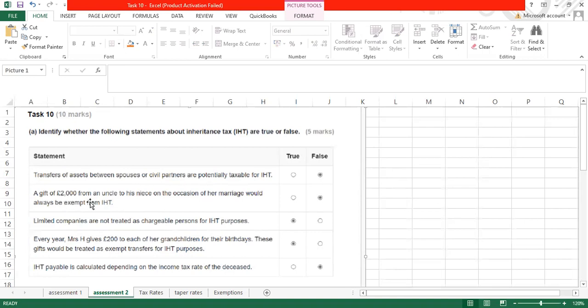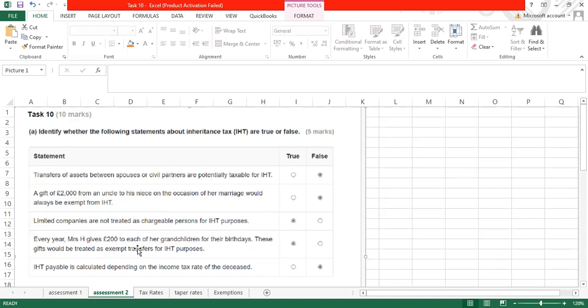A gift of £2,000 from an uncle to his niece on the occasion of her marriage would always be exempt from IHT. It's false. The next one is limited companies are not treated as chargeable persons. It's false. A limited company will be treated as a chargeable person. The same rules will apply.